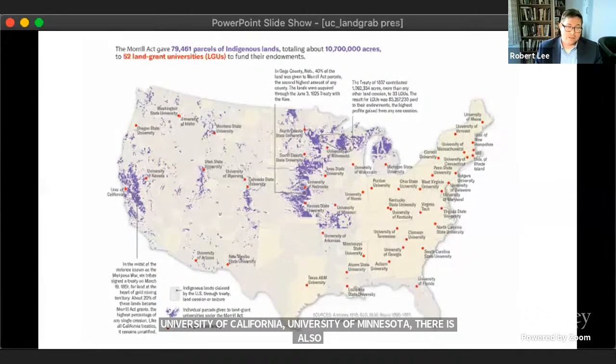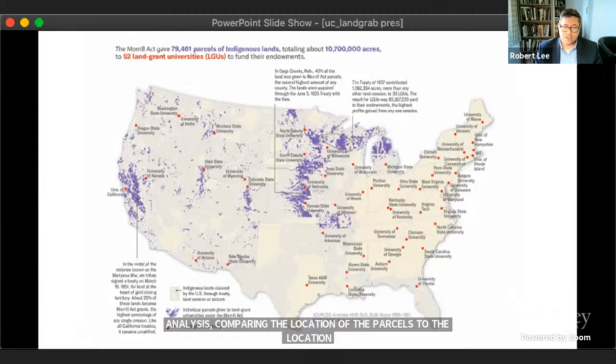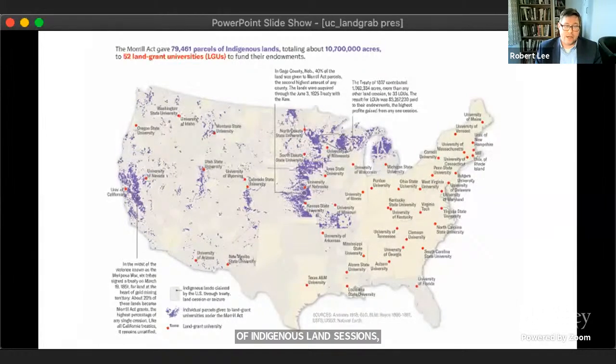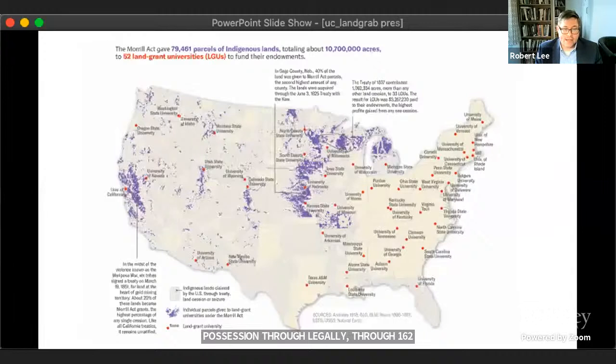And this land, as we discovered by using geospatial analysis, comparing the location of the parcels to the location of indigenous land cessions, treaties, unratified treaties, seizures of territory by the United States, connected to roughly 250 different tribes and nations across the United States. This land was funneled into US possession legally through 162 treaties, ratified treaties, unratified treaties, land takings.